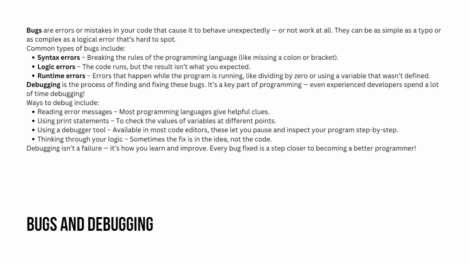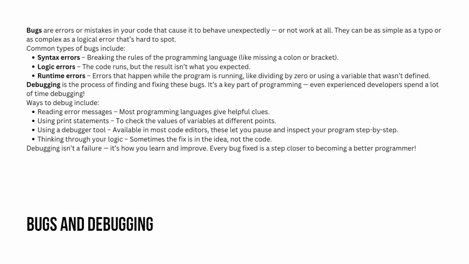Bugs are errors or mistakes in your code that cause it to behave unexpectedly or not work at all. They can be as simple as a typo, or as complex as a logical error that's hard to spot. Common types of bugs include syntax errors, breaking the rules of the programming language, like missing a colon or bracket. Logic errors, where the code runs, but the result isn't what you expected. Runtime errors, errors that happen while the program is running, like dividing by 0, or using a variable that wasn't defined. Debugging is the process of finding and fixing these bugs.